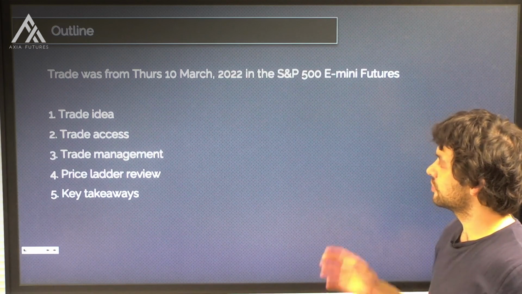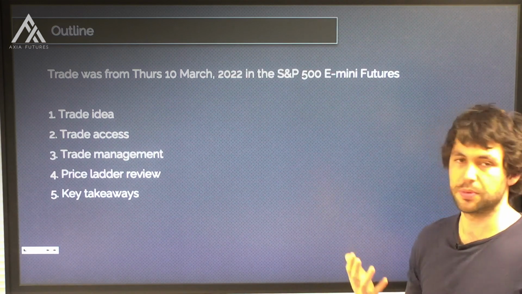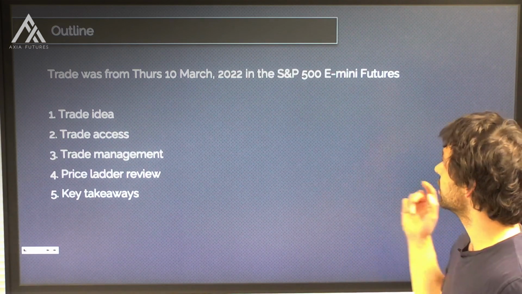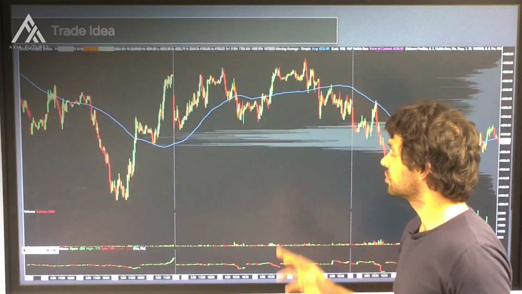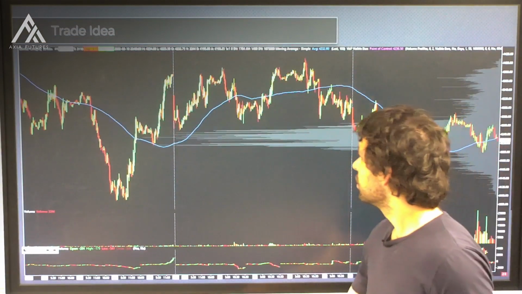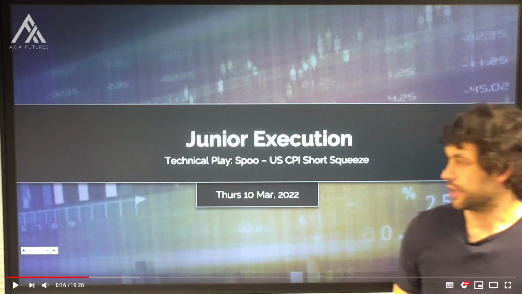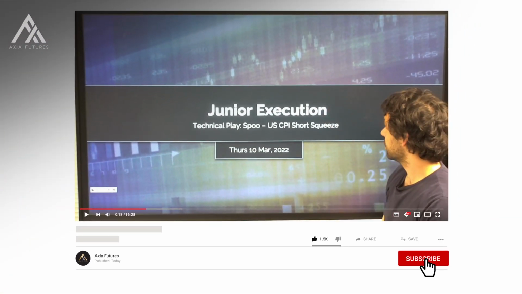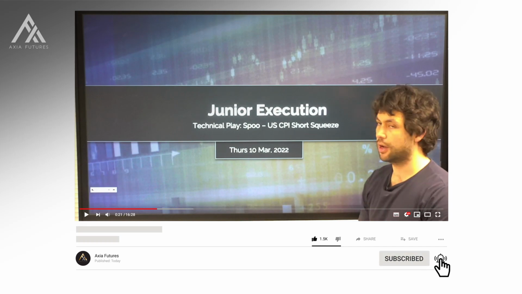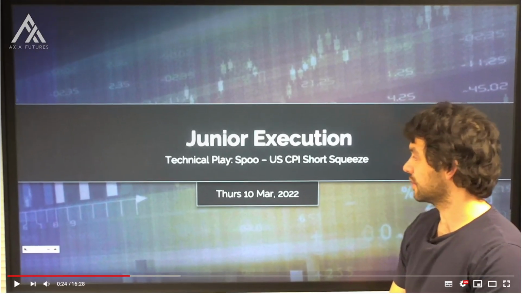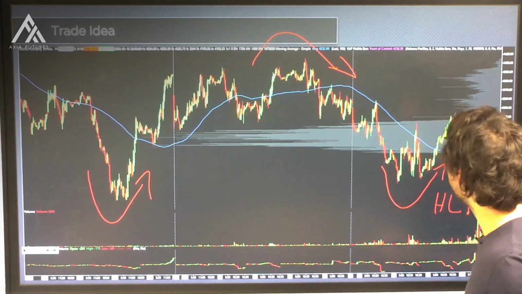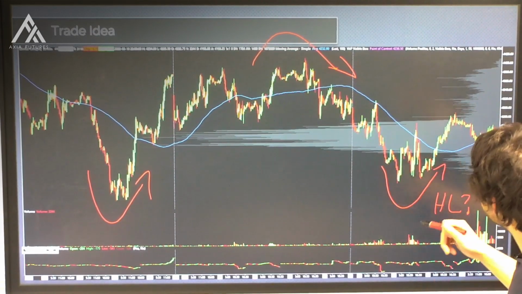So what we're going to cover in here is a trade idea, trade access, trade management, do a quick price ladder review, and then go over some key takeaways. To start off, let's look at the trade idea. This is a 30-minute chart. The market's got this bearish swing structure. Here is a lower low, here is a lower high, but here the market makes a higher low. So we potentially have a break of the swing structure.